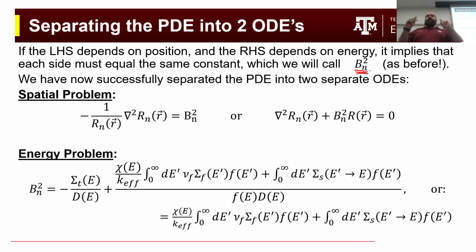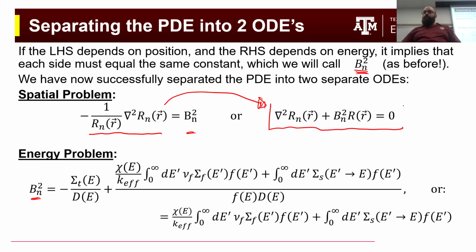So we can then use that fact to break this problem up into two problems, where we have one problem that depends on space and another problem in this case that depends on energy. So I'm taking the space part and I'm setting it equal to this constant. And then I'm taking the energy problem and I'm setting it equal to that same constant. And if I take this equation and I rearrange it by multiplying both sides by the shape function and then moving everything to one side, I get an equation that looks like this, which is hopefully familiar.